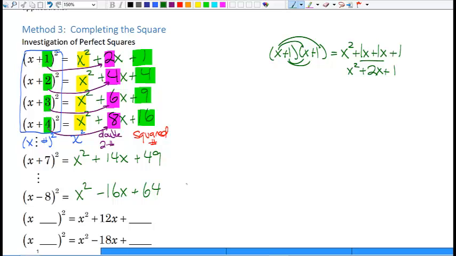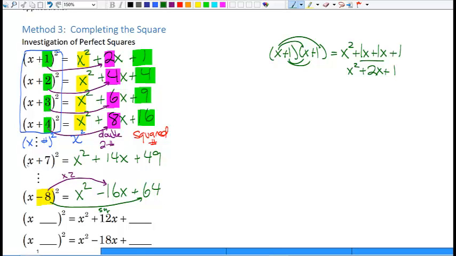Okay, did you get x squared plus 14x plus 49 and x squared minus 16x plus 64? Notice that it still works for negatives. When I took negative 8 and I doubled it, negative 8 times 2 is negative 16. And then when you took negative 8 and you squared it, you get positive 64.